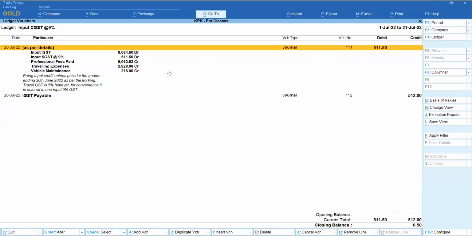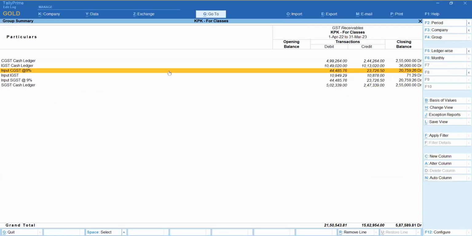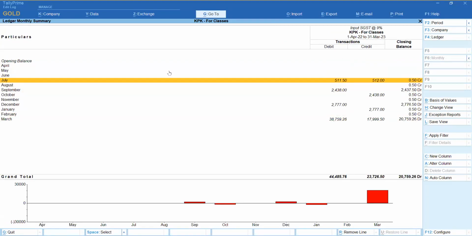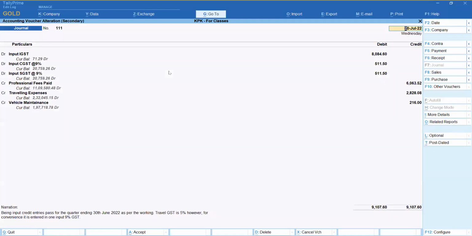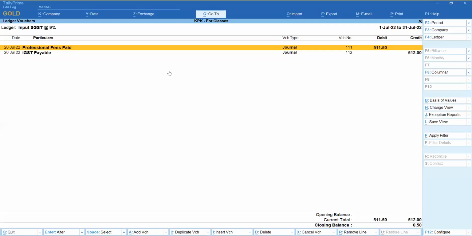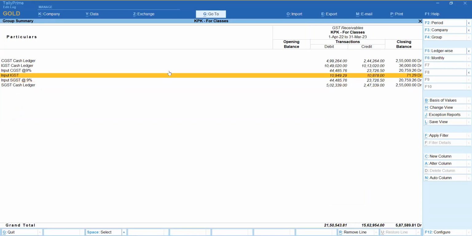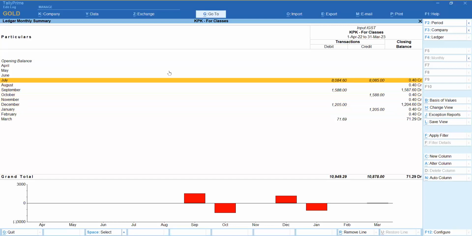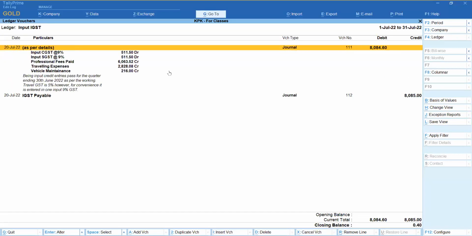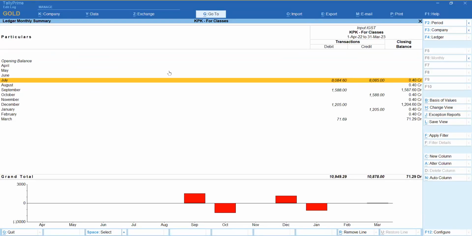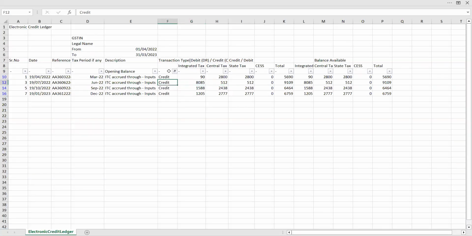Same way, I will show you SGST also. Here also I have taken a single entry where it gets distributed between CGST, SGST and all. So let us not worry about it. If it is there in CGST, then SGST is also there. If it is there in SGST, CGST is also there. Similarly, for input IGST, I have identified the invoice and claimed it on 20th July. I have taken it. Now, similarly, this is credit.